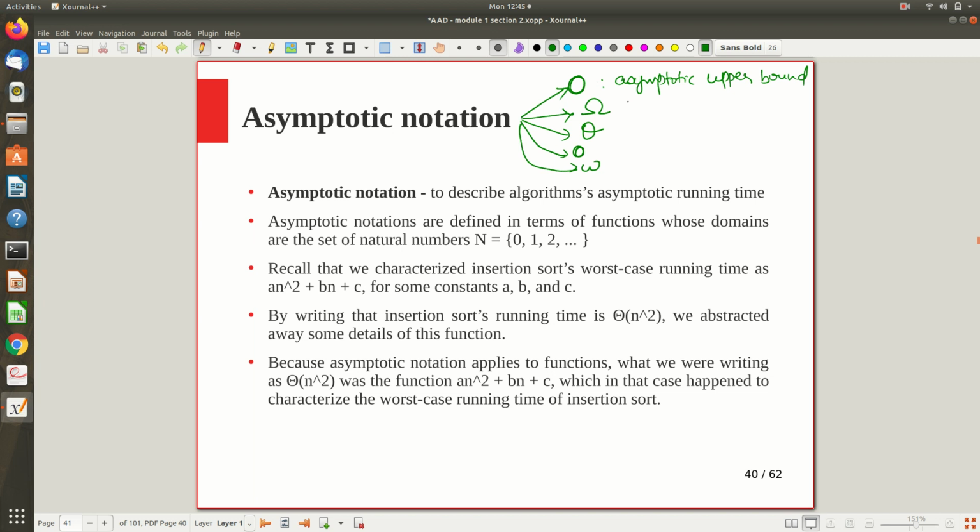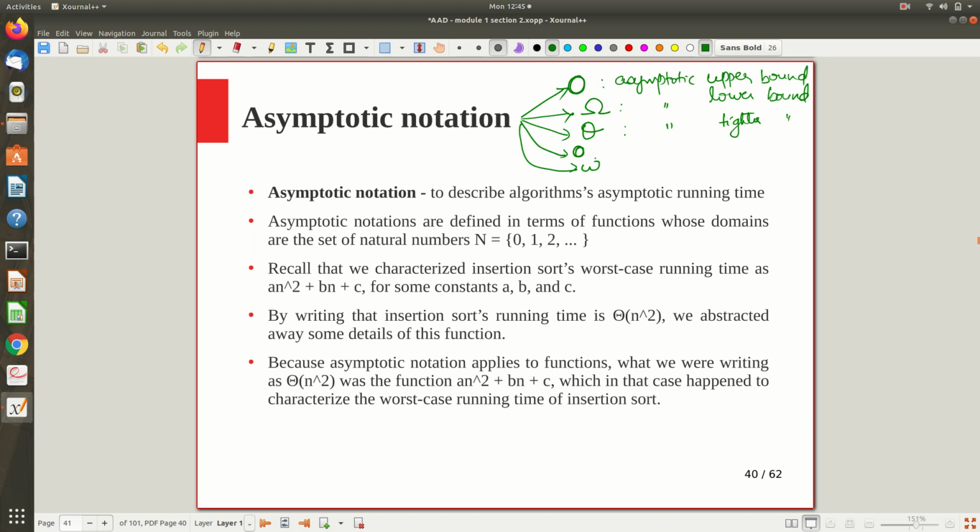And now what about the big omega? It is going to give an asymptotic lower bound. And theta is going to give you an asymptotically tight bound. So that is always the case.